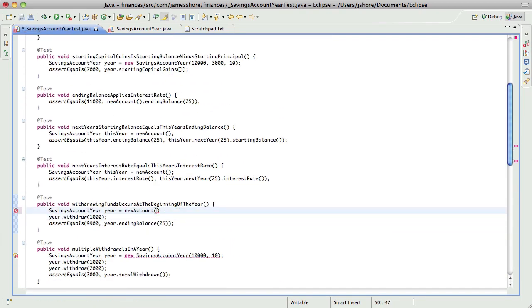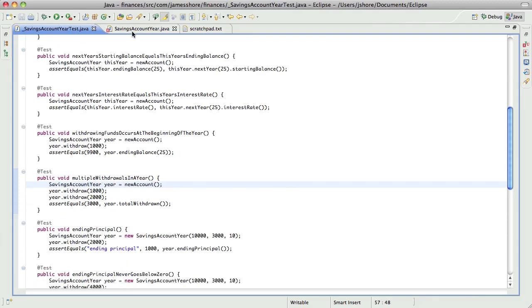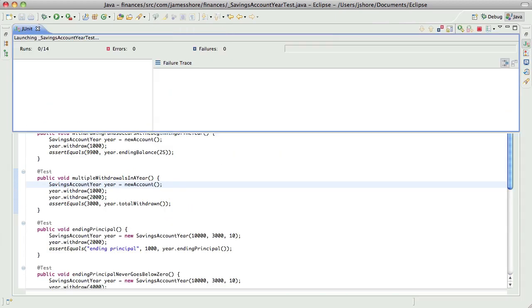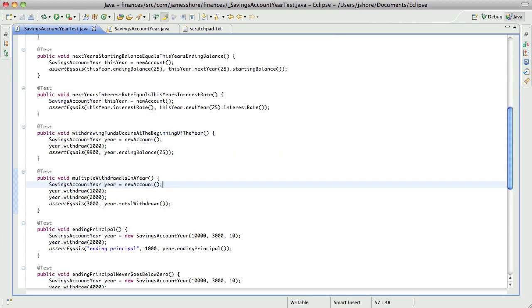That, by the way, is why I like to have a method, rather than doing new everywhere. I like to actually have that common code factored out. And here, next year, we're going to set this to 0, but obviously that's not correct. We have to fix that. Okay, so there we go, green bar.